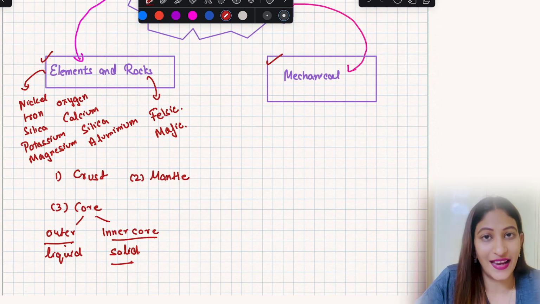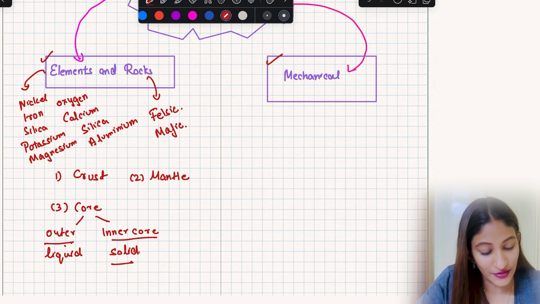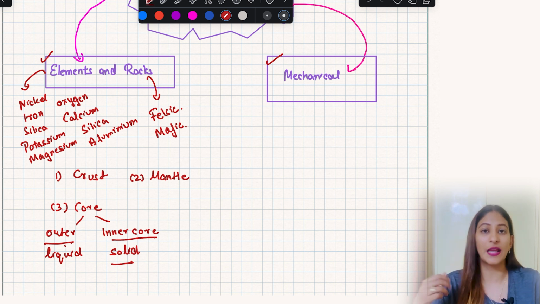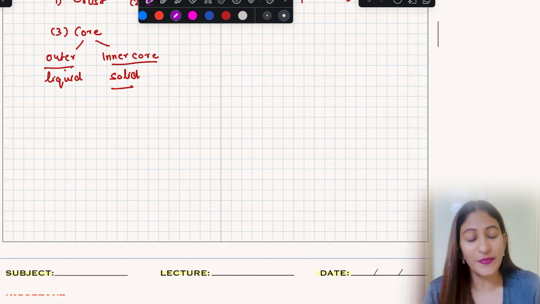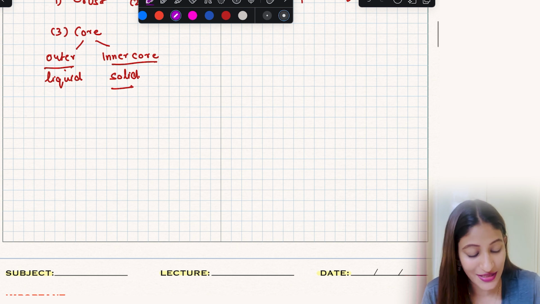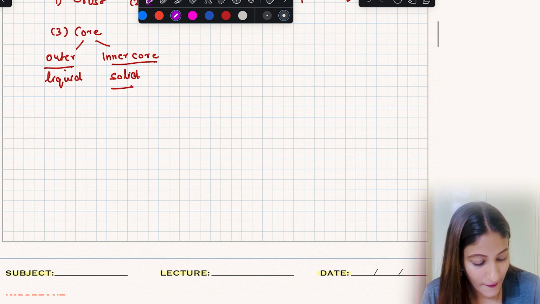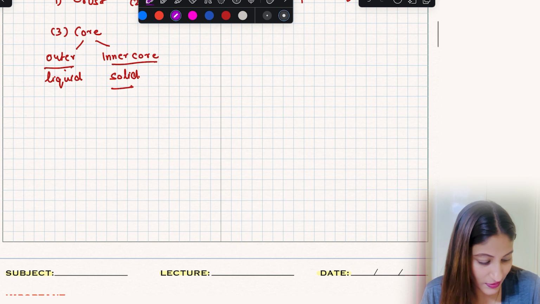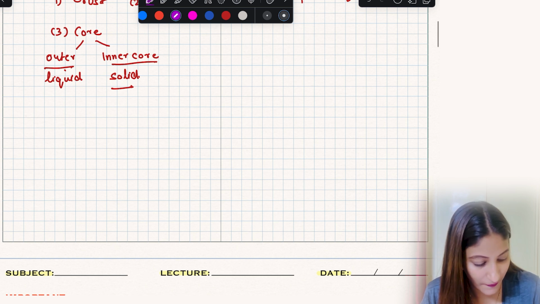Now, when we talk about the mechanical divisions of the interior of the earth, we talk about the mechanics and the physical makeup of those layers. How are they actually appearing to be? Are they solid? Are they semi-solid? Are they liquid? So on the basis of physical appearance, we divide the Earth's interior into three categories. First is, of course, the lithosphere. Second is the asthenosphere. And third is the mesosphere.